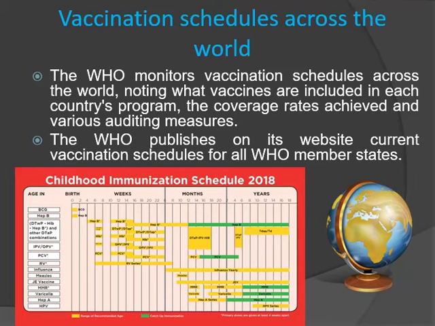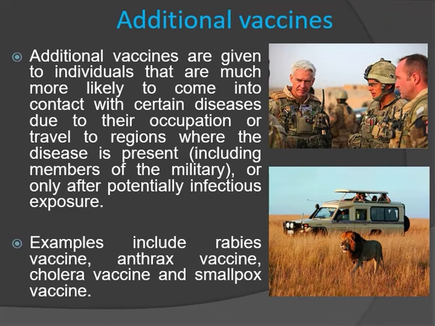Additional vaccines are given to individuals that are much more likely to come into contact with certain diseases due to their occupation or travel to regions where the disease is present, including members of the military, or only after potentially infectious exposure. Examples include rabies vaccine, anthrax vaccine, cholera vaccine, and smallpox vaccine.